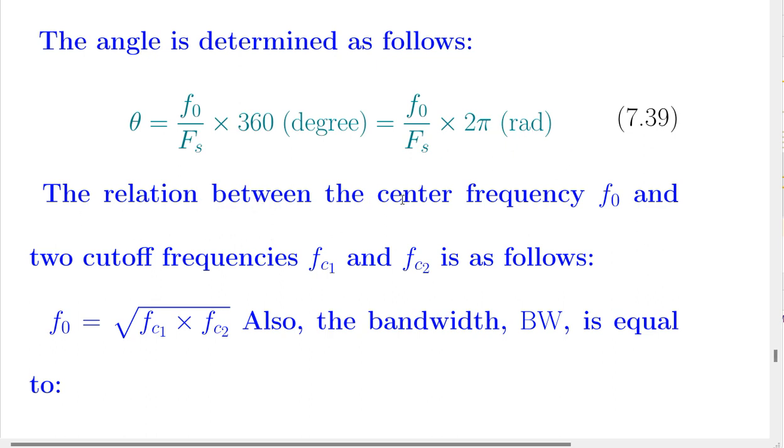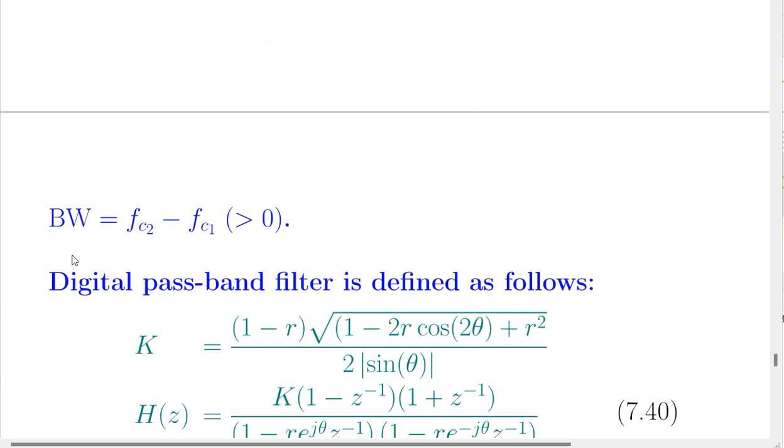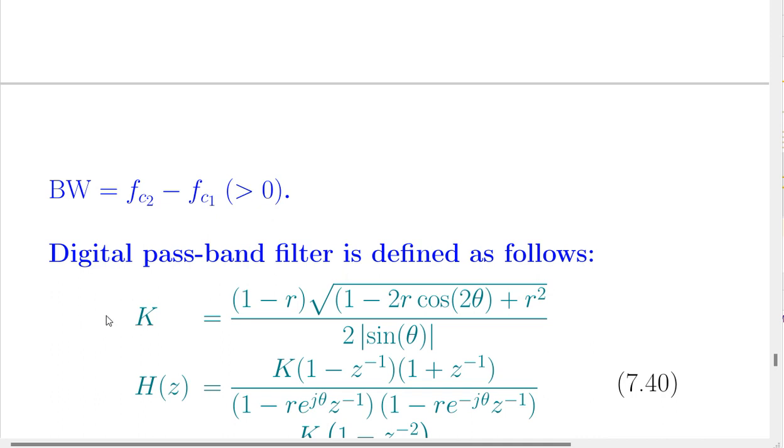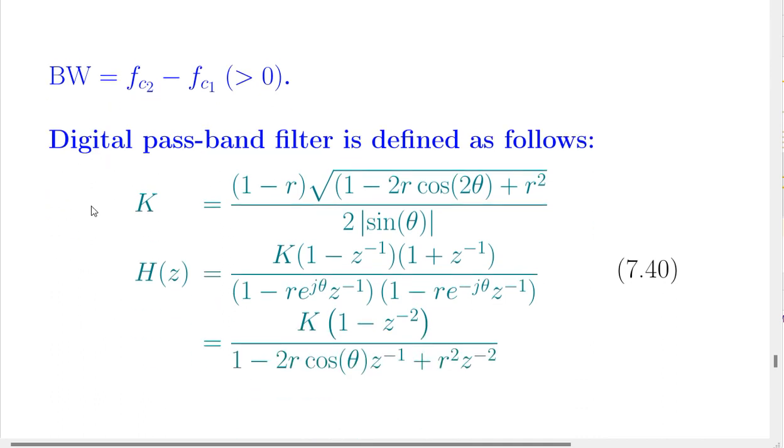The relation between the center frequency F0 and the two cutoff frequencies FC1 and FC2 is as follows. The center frequency will be equal to the square root of FC1 times FC2, and the bandwidth BW is equal to FC2 minus FC1. Of course, it should be greater than 0 because we cannot have a bandwidth of negative value.